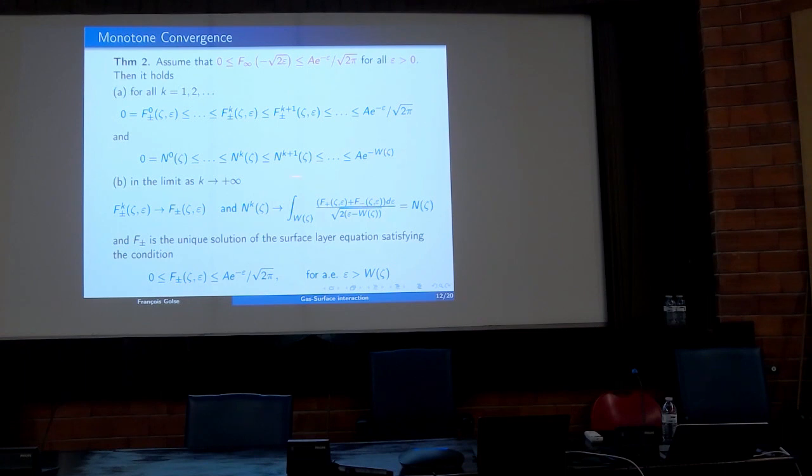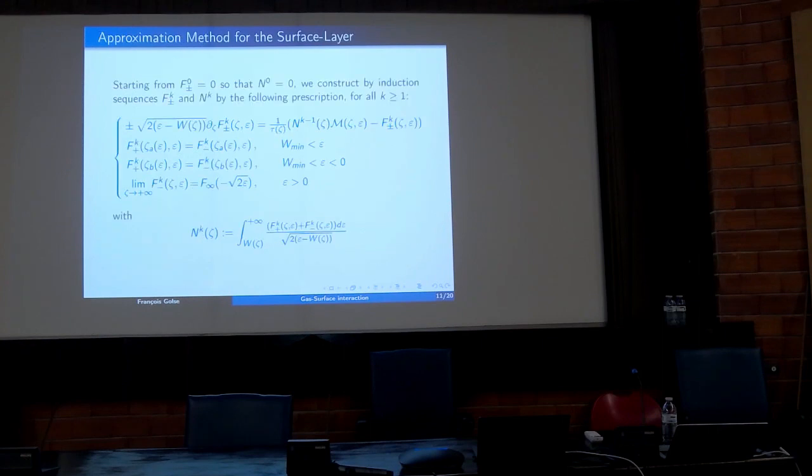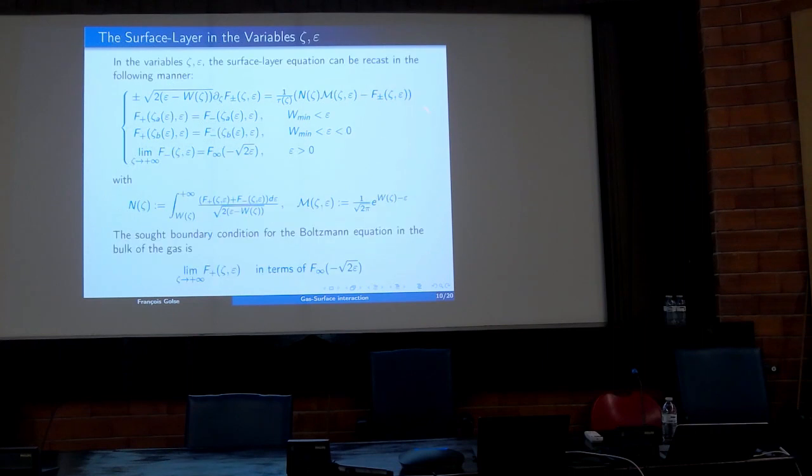And correspondingly, you have an increasing sequence for the macroscopic density, which is bounded from above by A, the same constant here, e to the minus W of zeta, where W is the potential, the physics auction potential. You can prove that in the limit as K tends to plus infinity, of course, by monotone convergence, you converge to a solution F plus or minus, and NK converges to N of zeta. N of zeta, of course, is the macroscopic density attached to these pair of densities, and F plus or minus is going to be the unique solution of the surface layer satisfying this bound for which we have proved that the solution is unique. Right. So in this way, you construct a solution to this problem here.